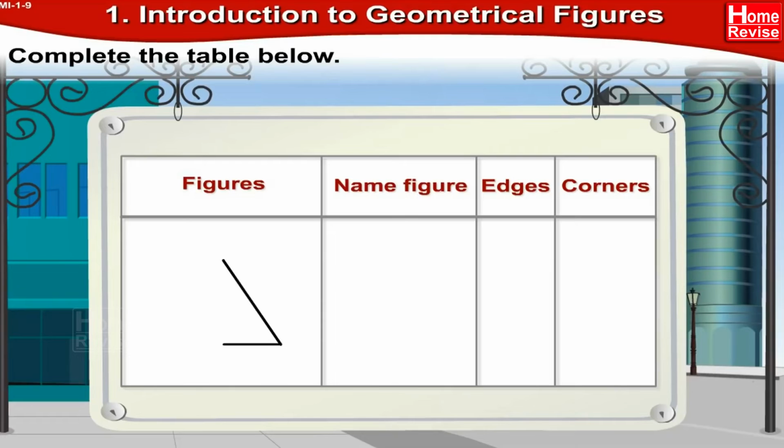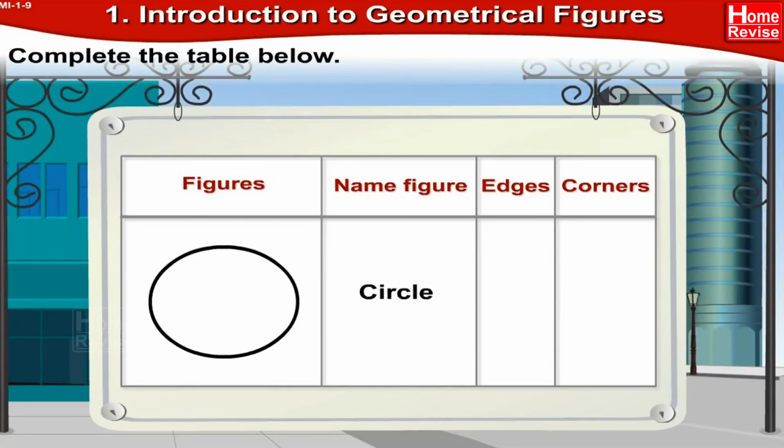Next is a triangle. So name of the figure triangle. Number of edges 3. Number of corners 3. Last figure is a circle. So the name of the figure is circle. A circle has one edge but no corners.